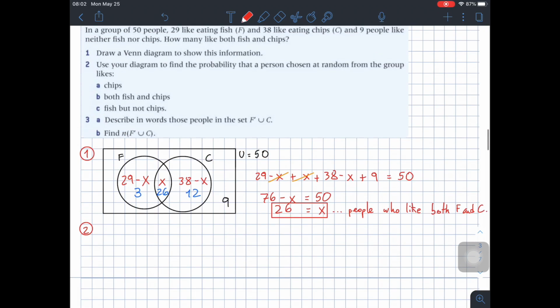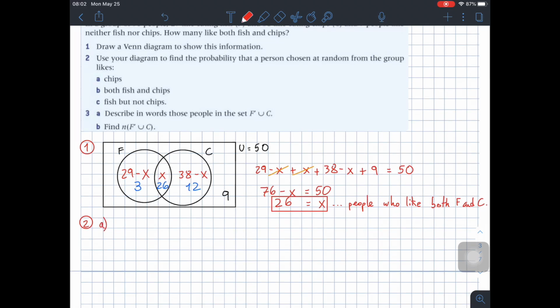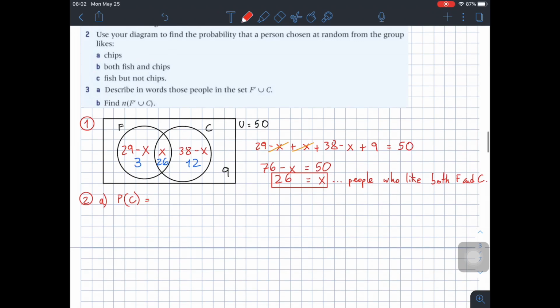It says, use your Venn diagram to find the probability that a person chosen at random from the group likes chips. So the probability of a person liking chips, and you see that it only says chips, right? So I need to consider the complete circle for chips. If it said chips only, then we're going to be talking about this number, right? But as it does not say the word only, we need to consider the whole universe for chips.